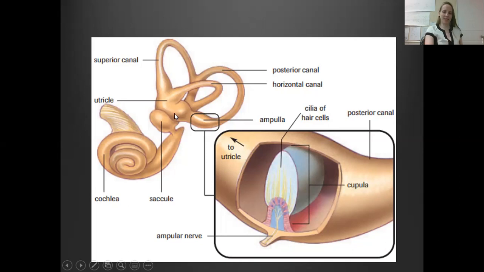And so what'll happen is the fluid is going to rush through this semicircular canal, and then as it comes down through the ampule, the fluid rushing through here is going to push on that cupula, and the bending of that cupula and the stereocilia inside of it is going to stimulate the hair cell.